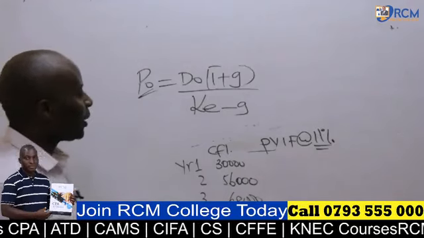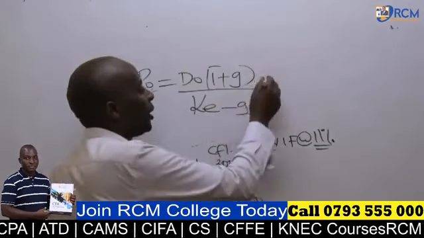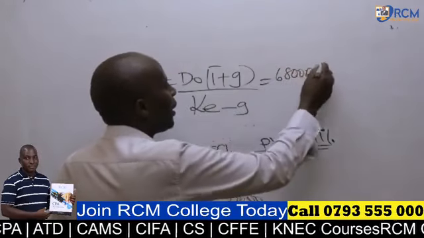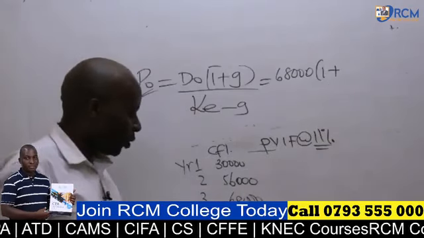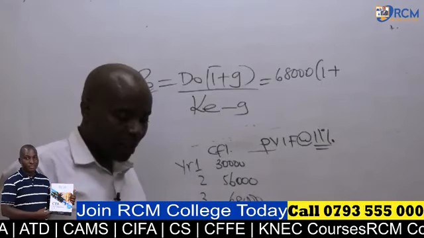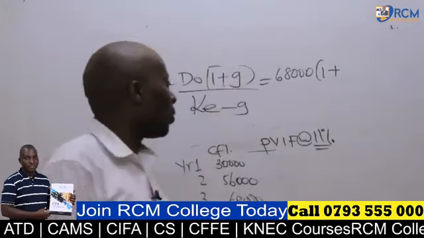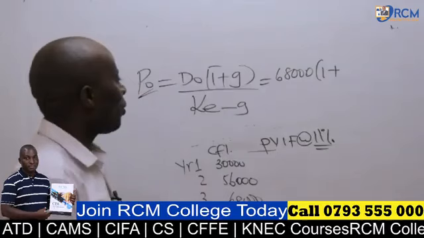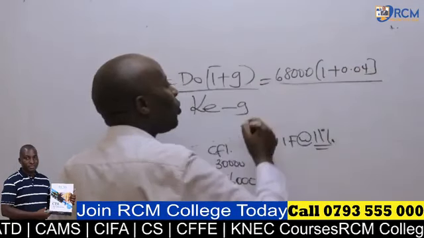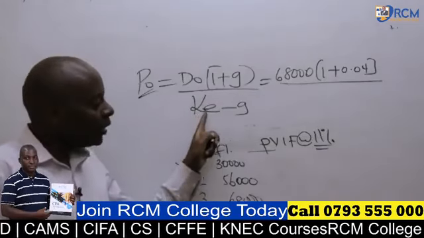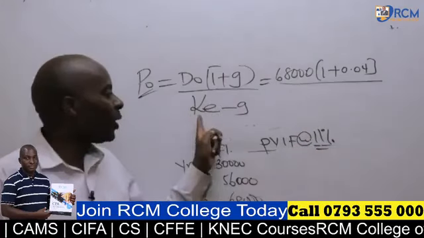So my most current dividend cash flow is 68,000 into 1 plus the growth rate. They told us the growth rate into perpetuity. They gave us a growth rate of 4%, so 0.04 here. Please never ever get confused. The figure that you shall use here for discounting is the figure you will use here.